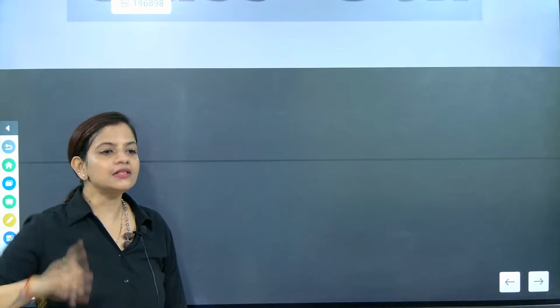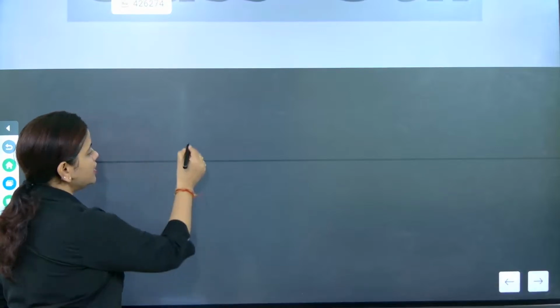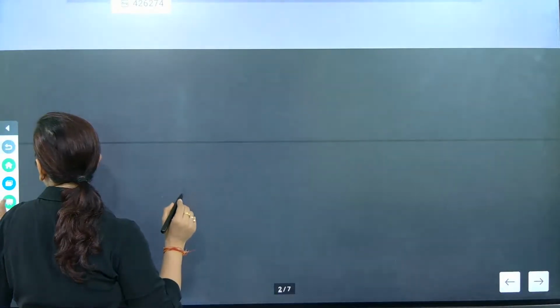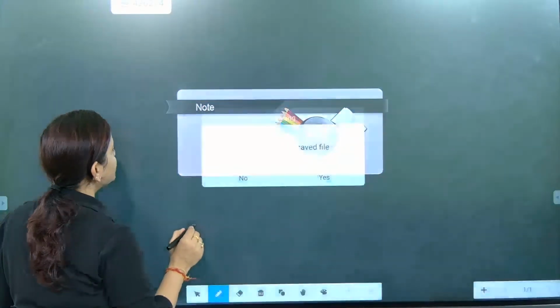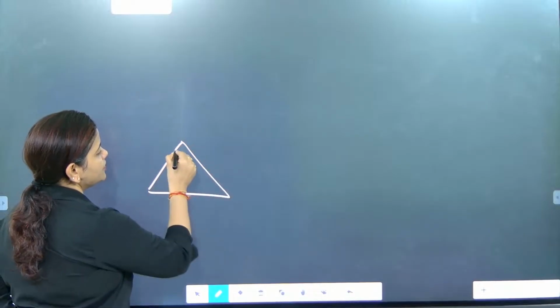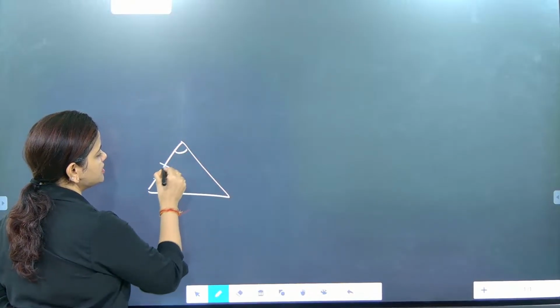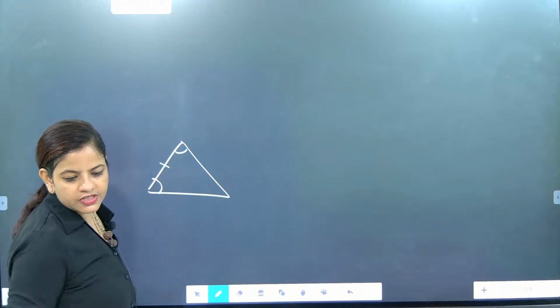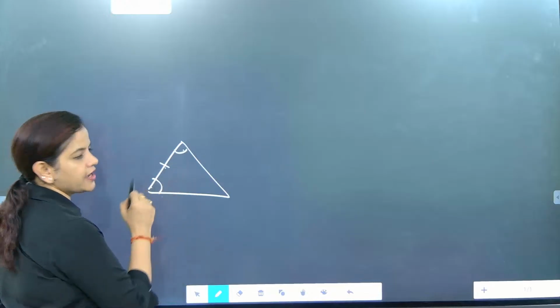Angle side angle means what? You need to understand what is angle side angle. If somebody asks you what is angle side angle, you need to remember one thing. This is angle, this is side and this is angle. This is called angle side angle.